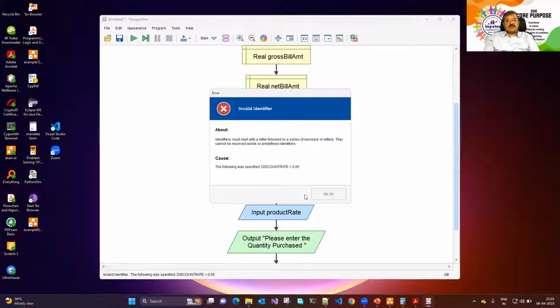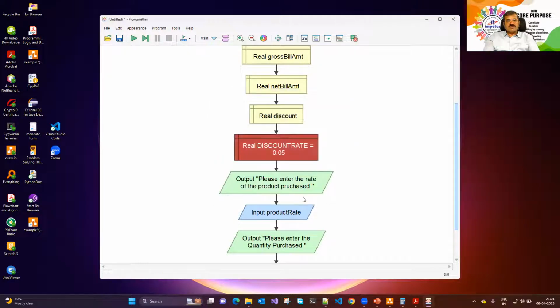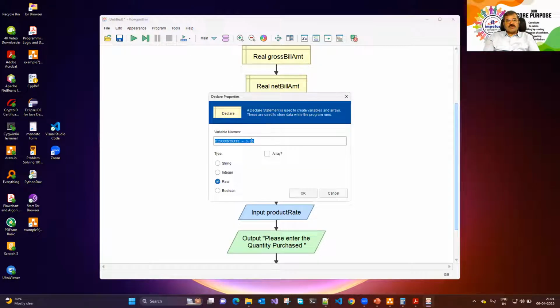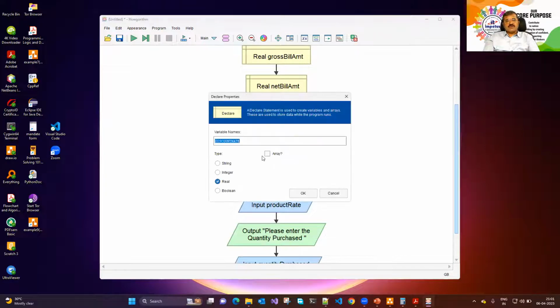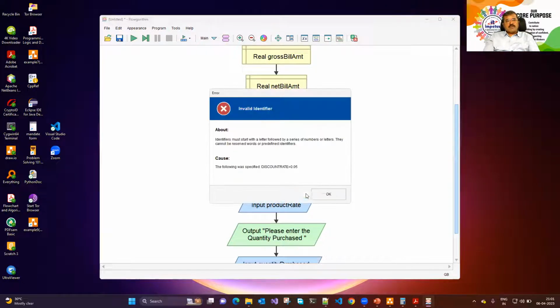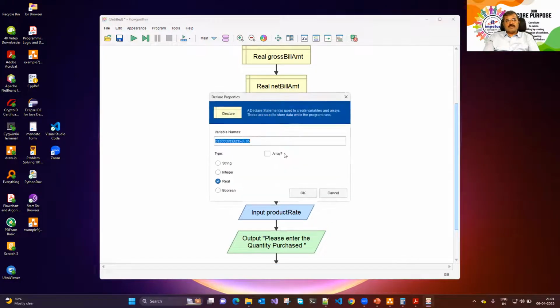It's a real number. It says identifier must start with a letter followed by a series of letters or digits. The only issue with it is my initializer that I have given. If I'm defining discount rate in this fashion, it doesn't have an issue. But if I'm trying to assign it a value, this tool is having a problem. Anyway, I'll just say discount rate and I'll assign it a value on the next line.